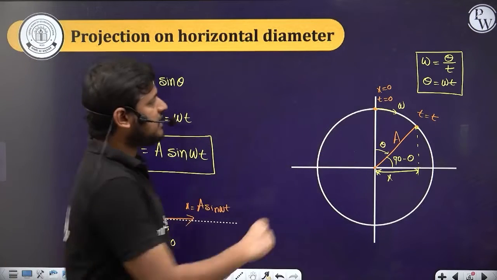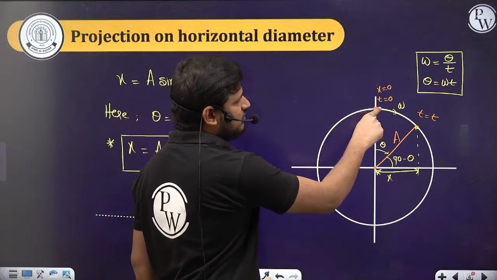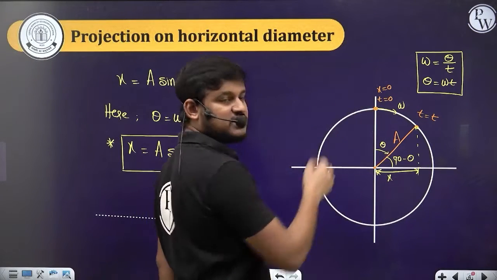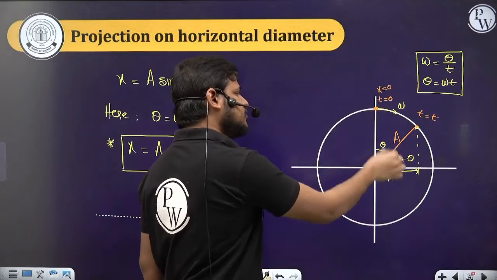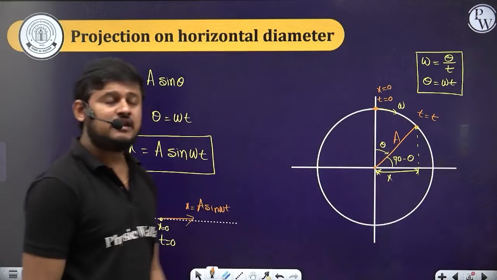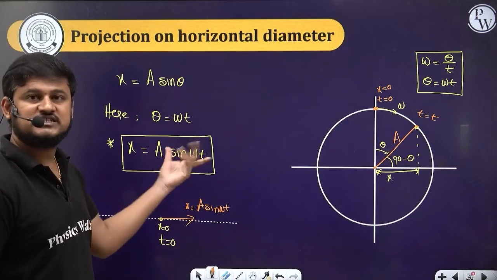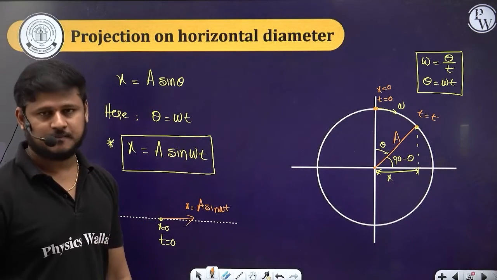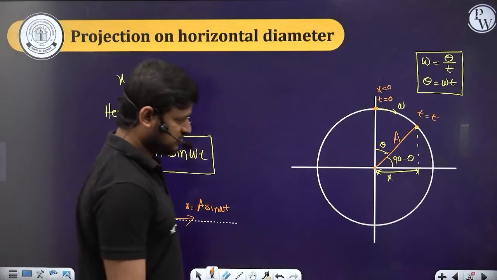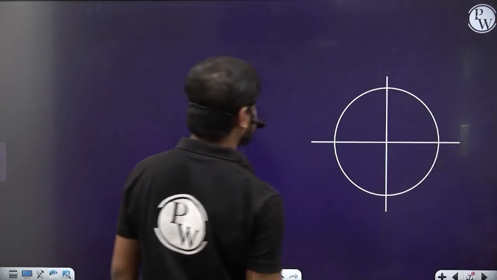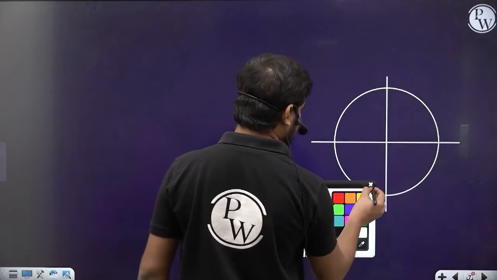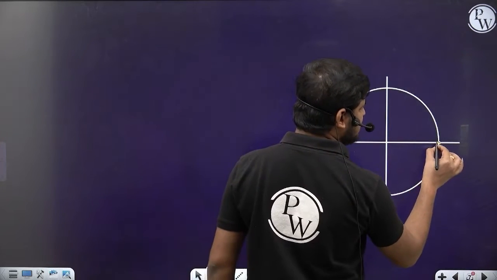So that means if this particle starts from here and it's undergoing the uniform circular motion, then its projection on the x-axis will be making the S.H.M x is equals to A sin omega t. Clear? So now let's take another scenario.